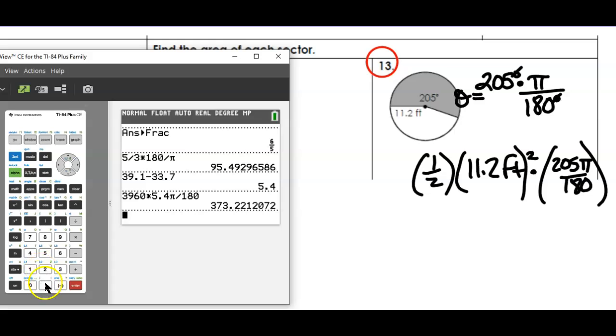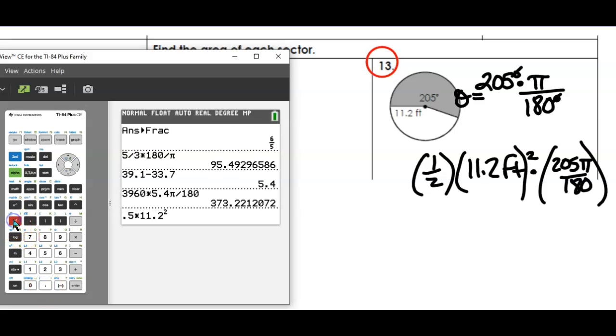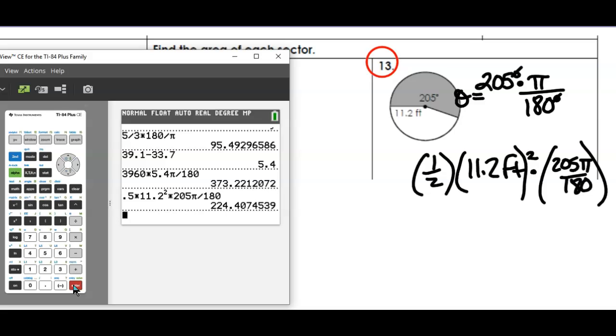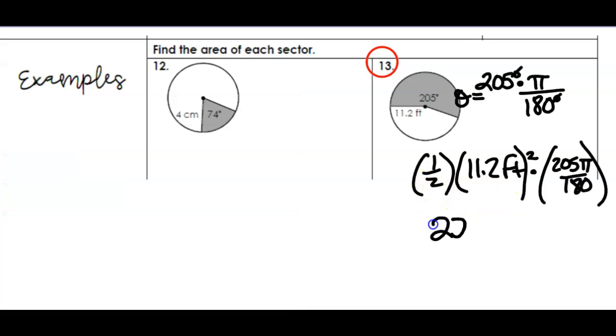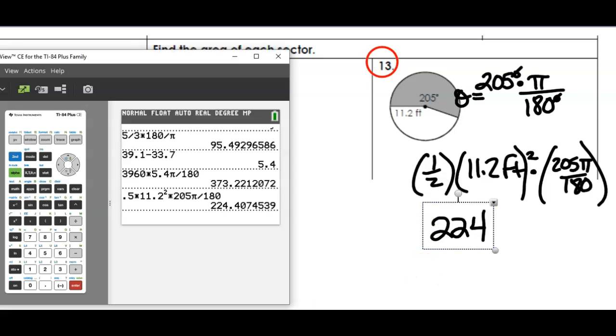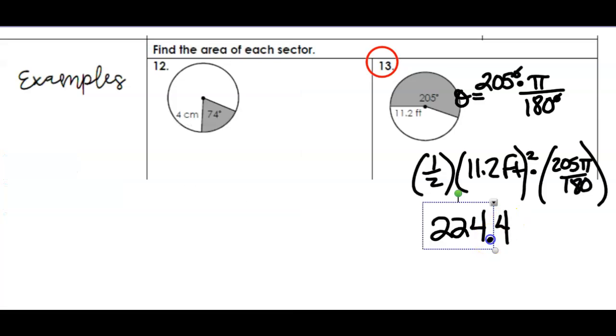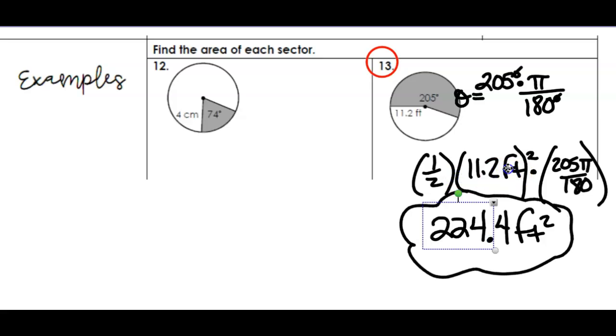So we have 0.5 times 11.2, which you got to remember to square that one, can't forget, times 205 pi over 180. You can reduce that, but it doesn't matter, it's going in my calculator anyway. It is 224.4, and that is feet squared, because it's area, and because that's what I did. I squared the feet. Again, radians just goes away.